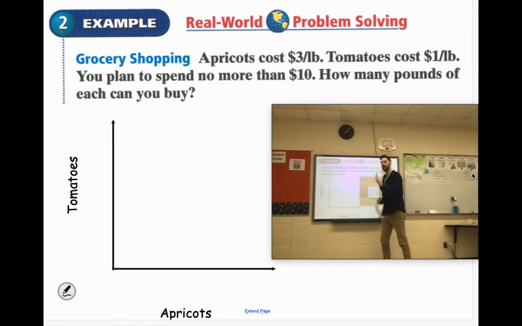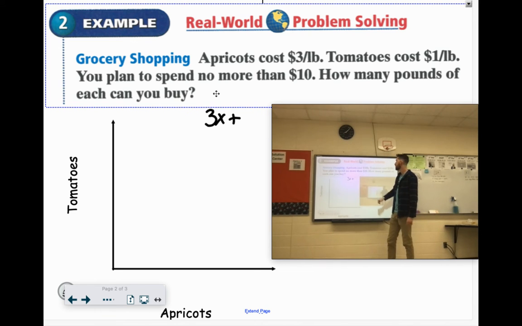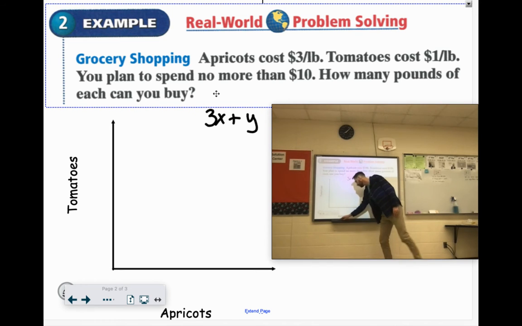Let's assign a value to each of these. How much were the apricots? They were $3 a pound. So we would say 3x plus, let's talk tomatoes. Tomatoes were $1 a pound, so 1 times y, or we can just say y. I've got to move down here.